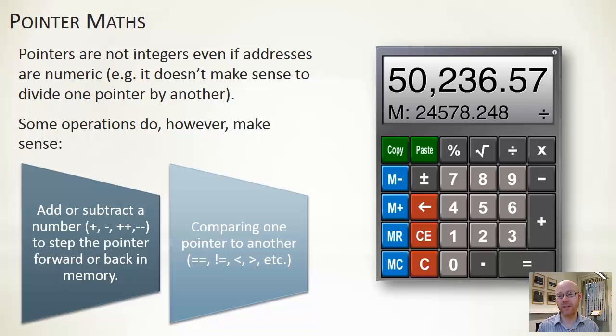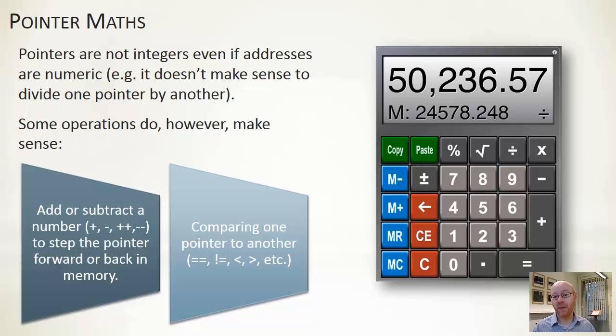Importantly, we also said that a data type, other than having valid values, also has a list of permissible operations. So we can divide one integer by another integer. But it doesn't make any sense to divide one pointer by another pointer. So don't think of pointers as integers. They are numeric, but they are different.